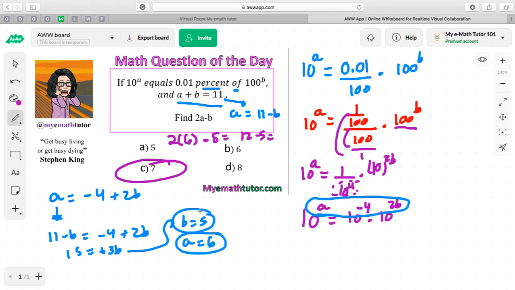It is a long problem, but here you practice percents, you practice exponential equations, and you also practice system of equations.